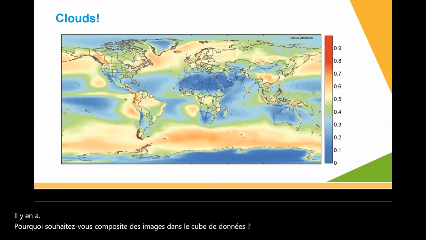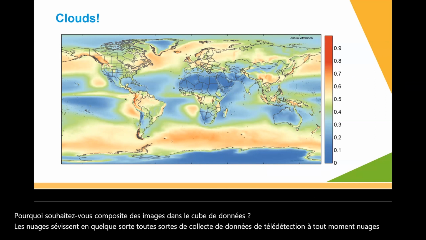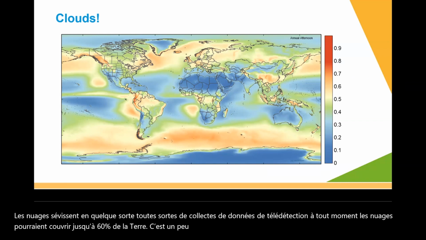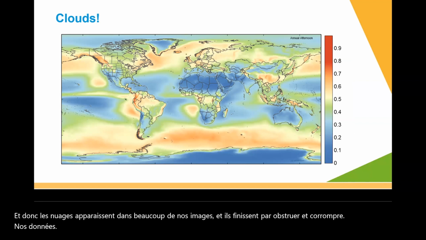The main reason is clouds. Clouds plague all sorts of remote sensing data collection. At any one time, clouds could be covering up to 60% of the Earth, which is kind of an average. And so clouds appear in many of our images, and they end up obstructing and corrupting our data. So dealing with clouds and data corruption or ill-formatted data becomes a very difficult problem.